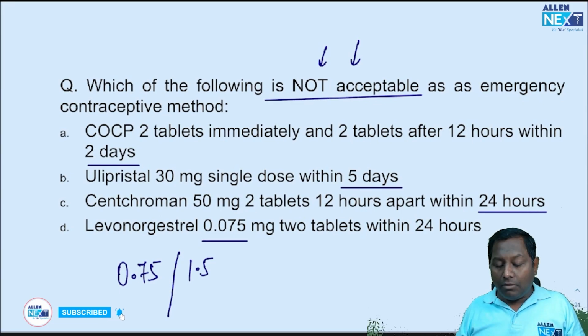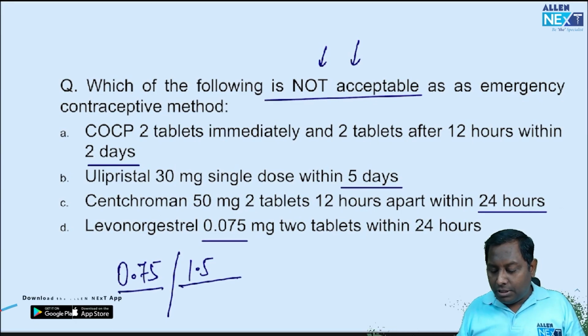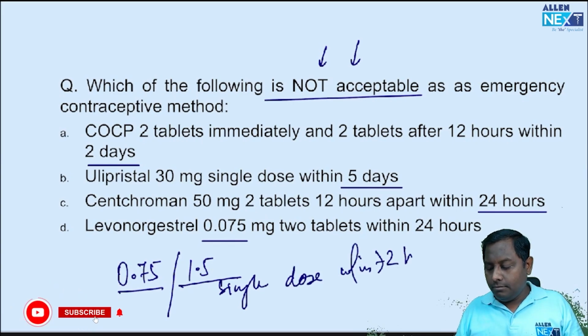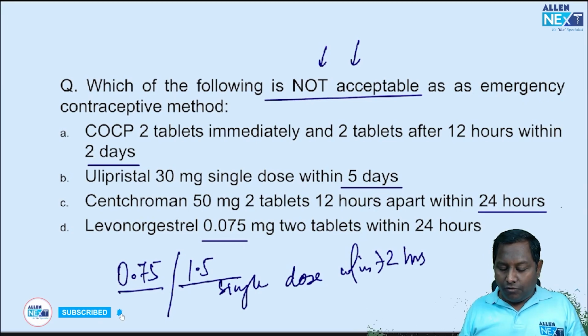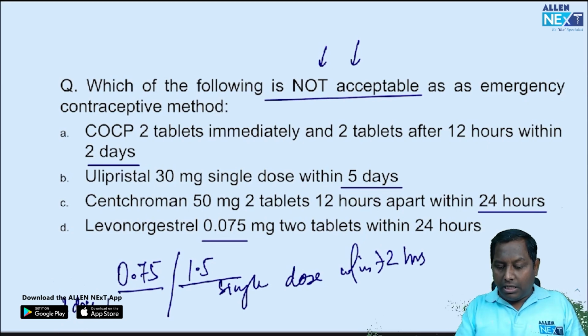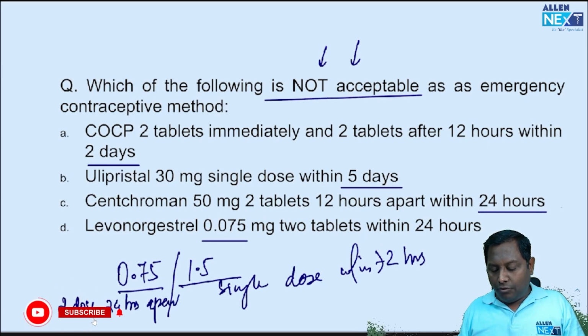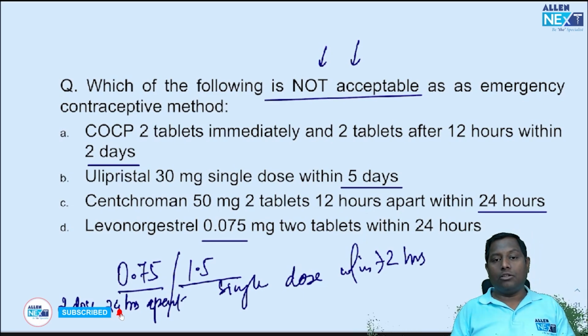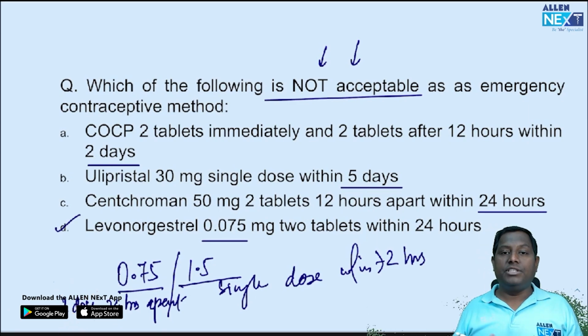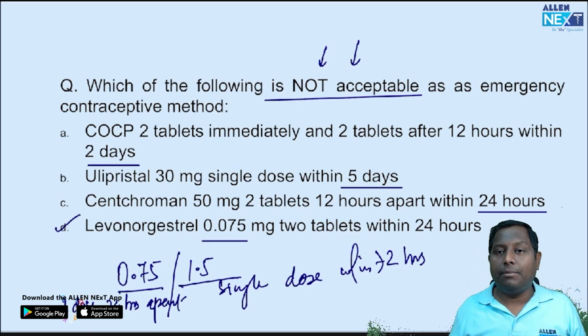नॉट, एंड दिस विल बी यूजिंग, अगर ये यूज कर रहे हैं, दिस विल बी यूजिंग एज सिंगल डोज विदिन 72 आवर्स. ठीक है. एंड 0.75 इट विल बी यूज 2 डोजेस 24 आवर्स अपार्ट. 2 doses 24 hours apart है ना, 0.75 अगर देते हैं तो 2 doses 24 hour apart. So this will be the correct answer here. Levonorgestrel 0.005 is not acceptable as an emergency contraception.